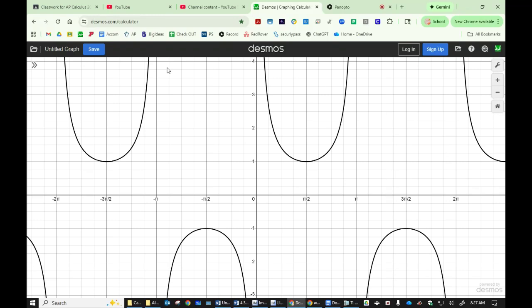No big deal. If you wanted to graph this on your calculator, you would have to graph 1 over sine, because that is what cosecant is. It's 1 divided by sine. To graph 1 divided by sine x. Do you need to? You do not need to.